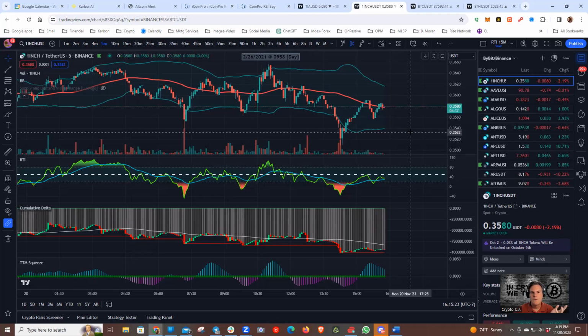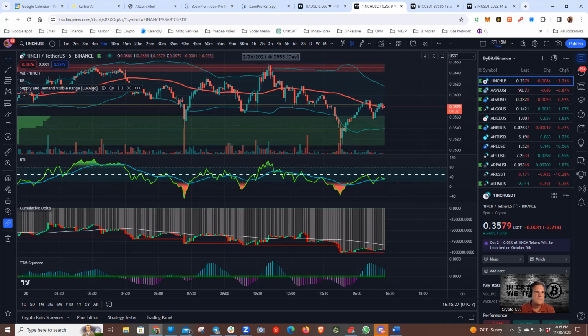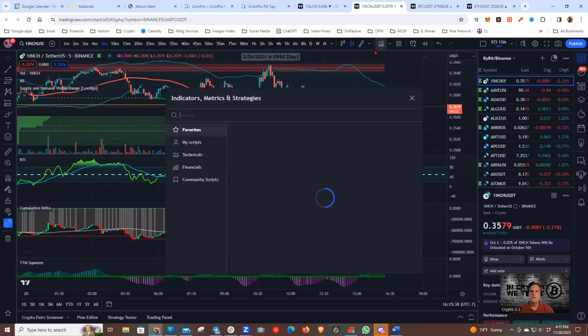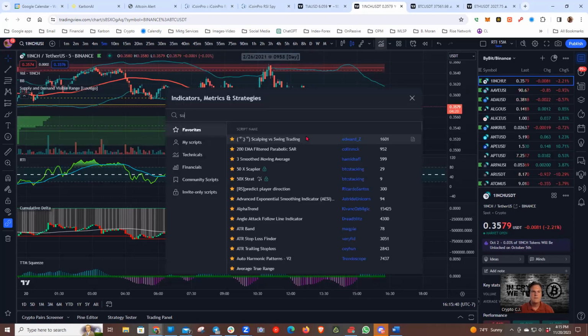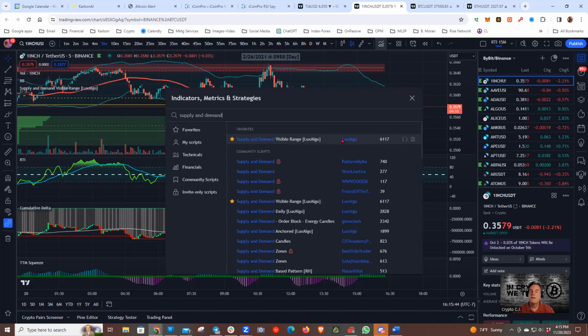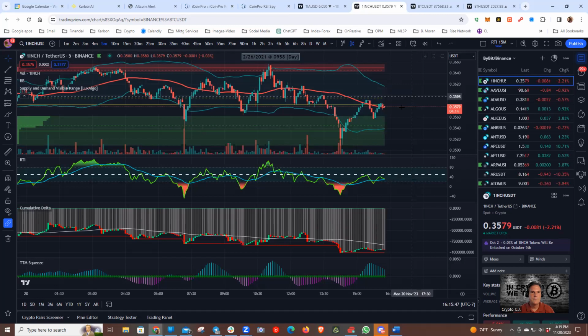But let's put the supply and demand back on. I use this, as I mentioned earlier, to determine ranges on smaller time frames. And you can find this indicator on TradingView. Click on your indicators here and type in supply and demand, and you can find it that way. It's a free Lux Algo product, so that's kind of cool. All right, we bounced above and then came back to the green zone and then sitting on the SMA line.